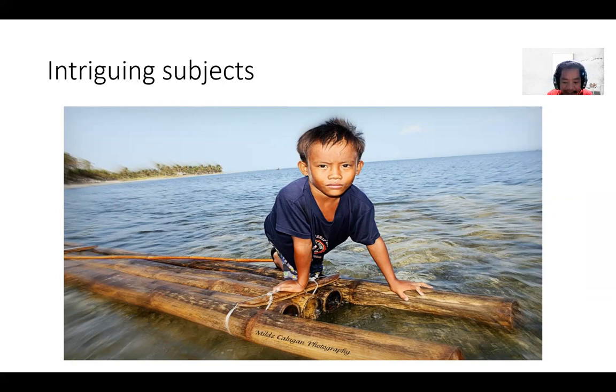Robinson ang pangalan niya, and these were like years ago. So there's some subjects that will really catch your attention. Sabi ko, napakalungkot naman ng mata ng batang to. So I just asked him to lean forward.